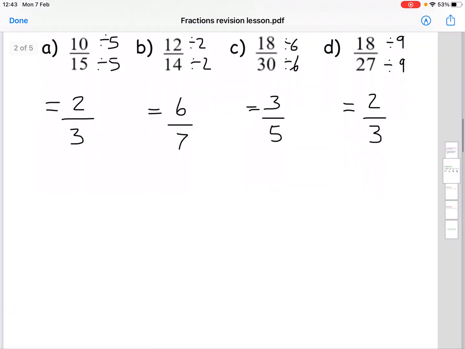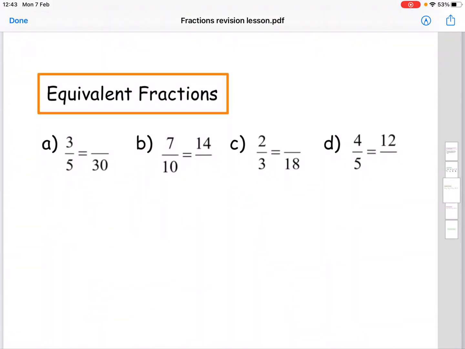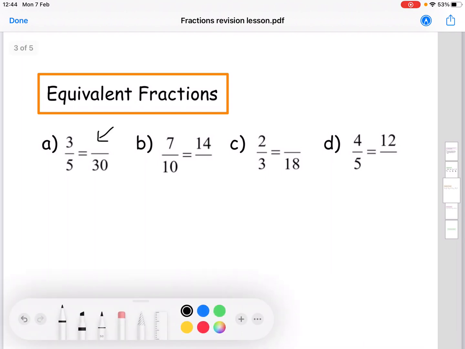Next we will have a look at equivalent fractions, and really this is almost the opposite of simplifying. The first one, we've got 3 over 5 equals something missing on the top over 30, and it's this number here that we're trying to work out.